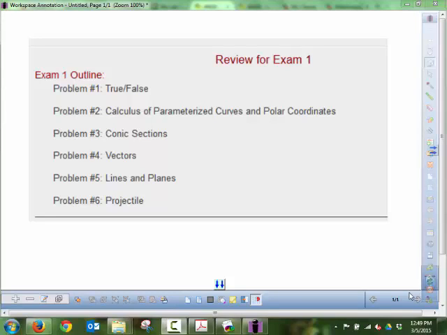Your exam will have 6 questions, each with multiple parts. There are 20 true-false questions. Do we have to back up our answer? I haven't thought about that yet.